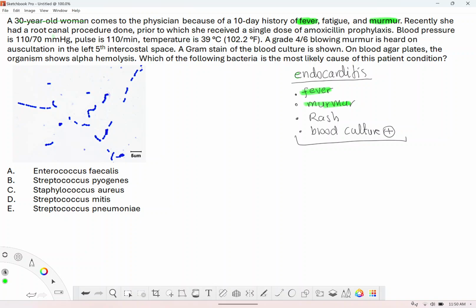Recently, she had a root canal procedure done, prior to which she received a single dose of amoxicillin prophylaxis. Blood pressure is normal, pulse is high. Okay, so that's usually an endocarditis. Temperature is high. Again, this is the fever component.